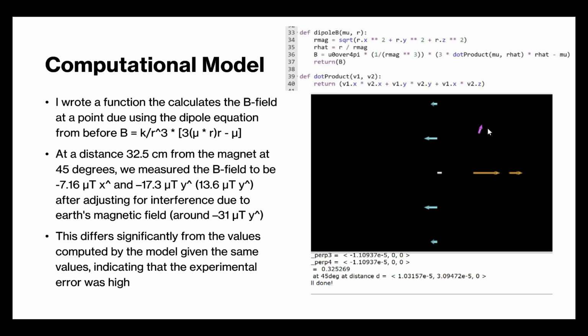At this diagonal distance, 32.5 centimeters from the magnet, we measured the B field to be negative 7 microtesla in the x direction and negative 17.3 microtesla in the y direction, but adjusting for interference due to the Earth's magnetic field, that value should be 13.6 microtesla in the positive y direction. This differs significantly from the values computed by the model, but the signs and direction are the same, and they're of the same order of magnitude.